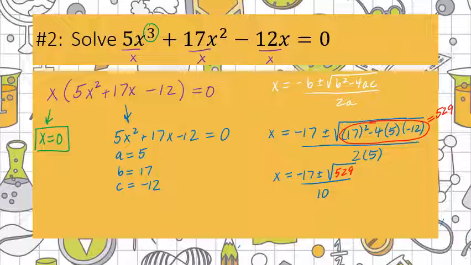It's always a good idea when you're doing these problems, especially if it's a number you don't recognize, to put it in your calculator and see if it is a perfect square. But if you didn't recognize that, you could do a factor tree and you would end up seeing that everything has a pair, so you do get a perfect square. So I'm not going to do that part. I'm going to go right to this. So I have negative 17 plus or minus, and when you do the square root of 529 in your calculator, it gives you 23.